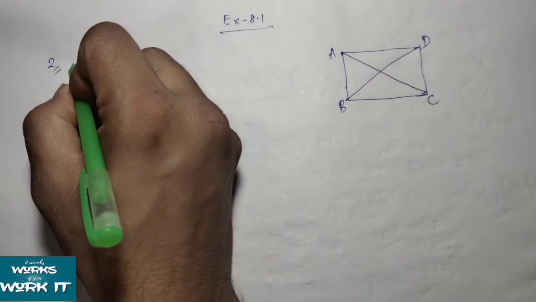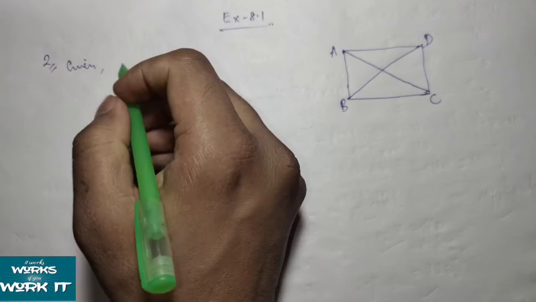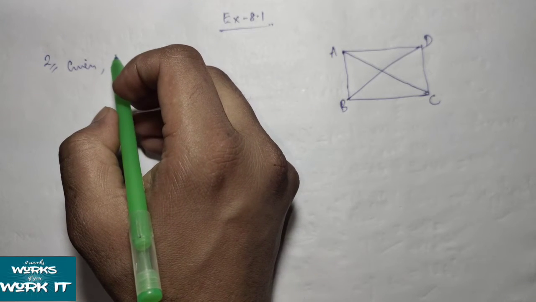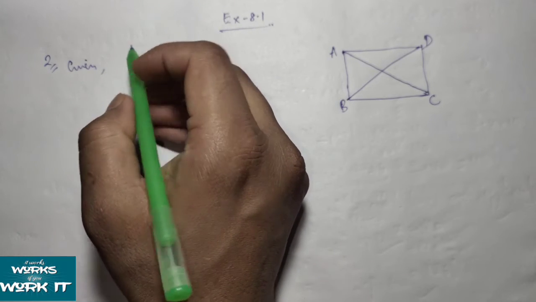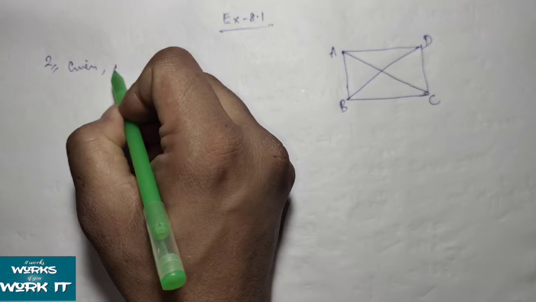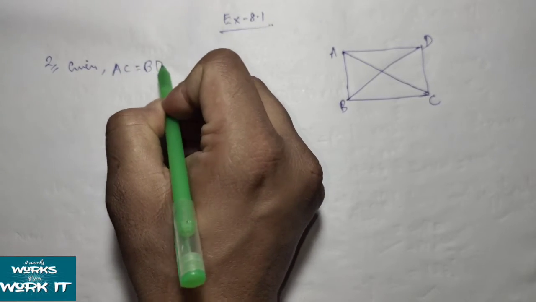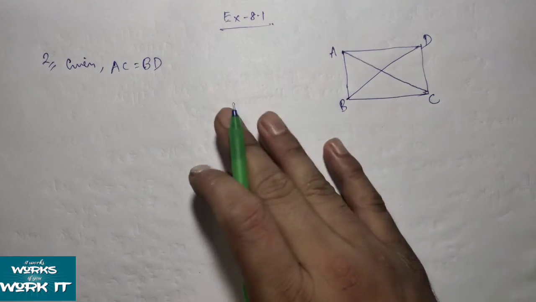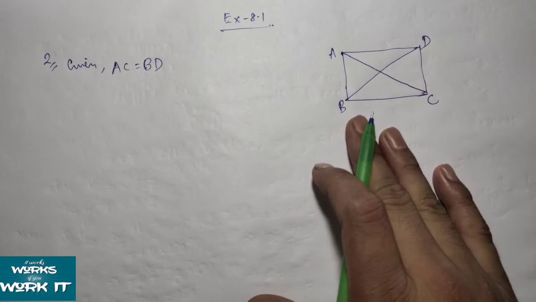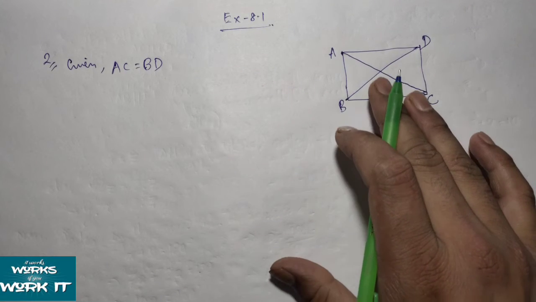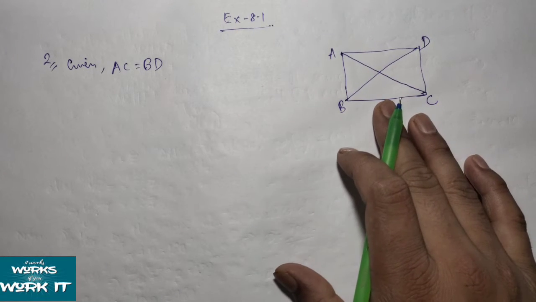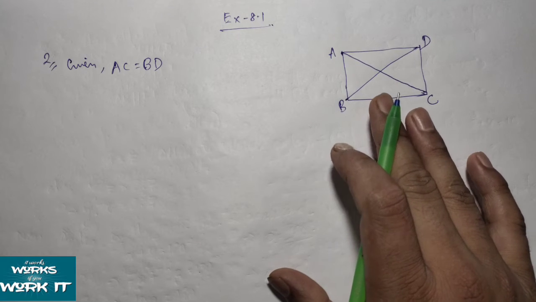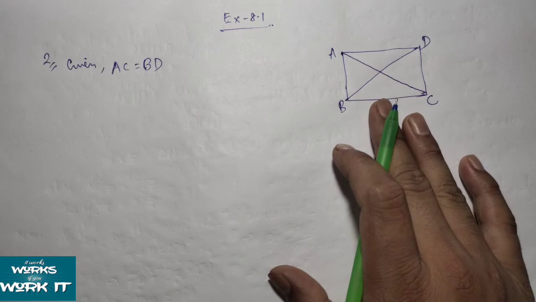Here I am writing the given part first. What is given here? The question is telling us that the diagonals of the parallelogram are equal. That means AC is equal to BD. Since it is a parallelogram, we can write many things about it. We can write that the opposite sides are equal and they are parallel. Slowly, whatever we want from the properties of the parallelogram, we will take it.